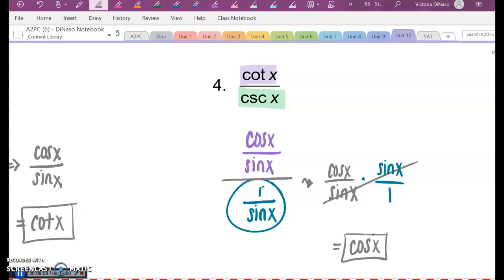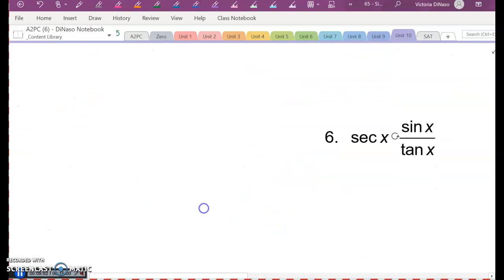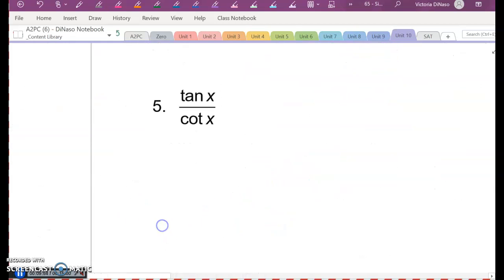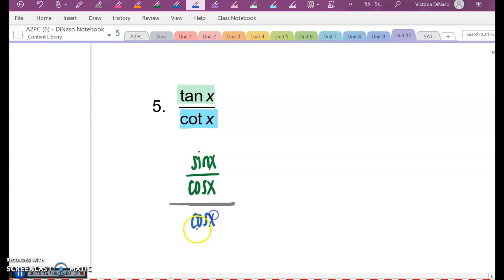Let's try number 5. We've got tangent x divided by cotangent x. So we've got two things that we have to change. We have to change tangent and we have to change cotangent. So tangent x, I'm going to change into sine over cosine divided by cotangent. You're going to change into cosine divided by sine.